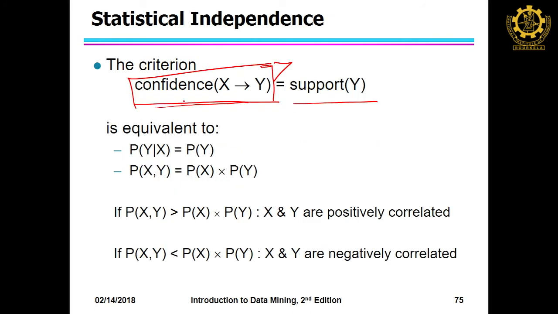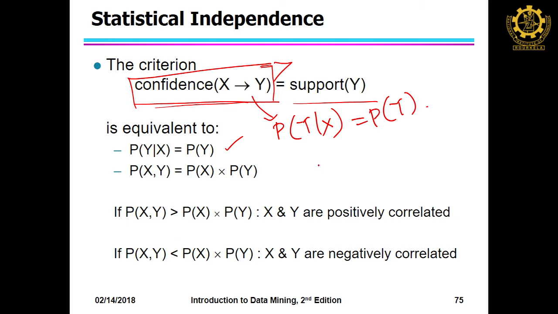So, what is this? We say a rule X to Y: if people purchase X, very likely they will purchase Y. In probability terms, what we can say is the probability of Y when people already purchased X. And what do we want? That should be the same as at least the support of Y. What is the support of Y? How many times Y appears in the transaction. That is nothing but the probability of Y. So, we can write the probability of Y, nothing wrong with that.